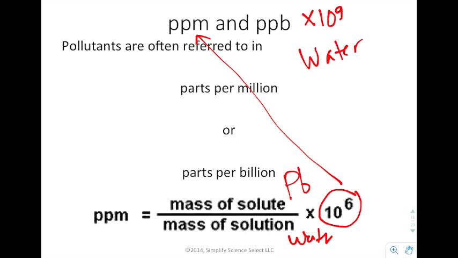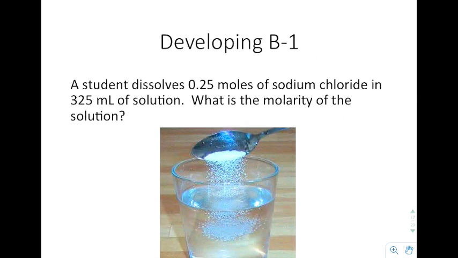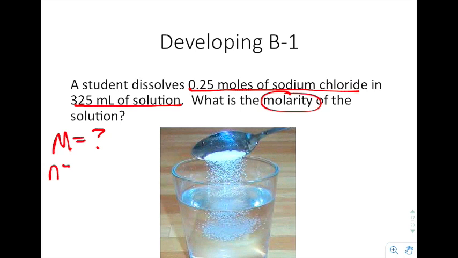It is really important that you be able to express values in concentration. So let's look at this first one. This first one says a student dissolves 0.25 moles of sodium chloride in 325 mL of solution. I want to know what the molarity is. So the first thing I do is realize I want to find the molarity, so I'm going to write M equals question mark. I know that this is the number of moles, so that's my n value, 0.25 moles of sodium chloride. And I also know that I have 325 mL of solution.